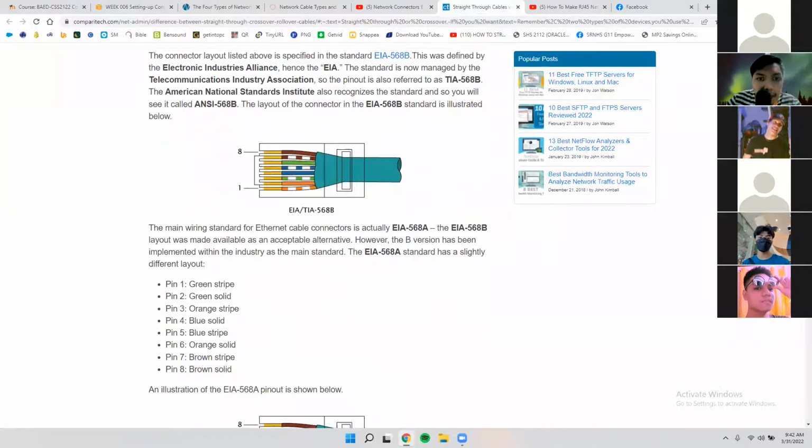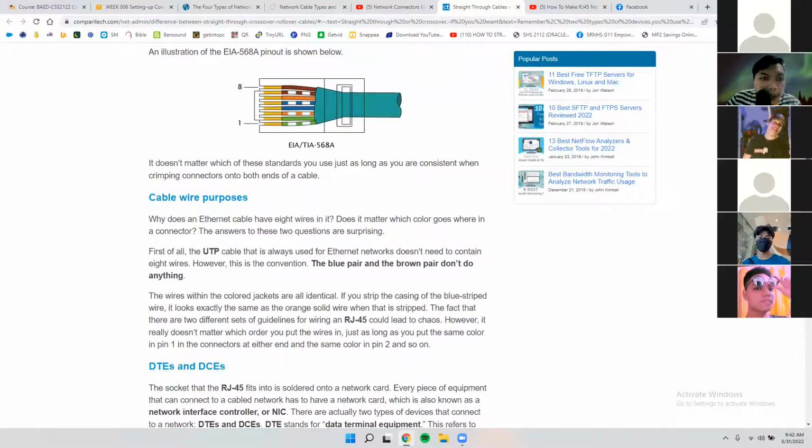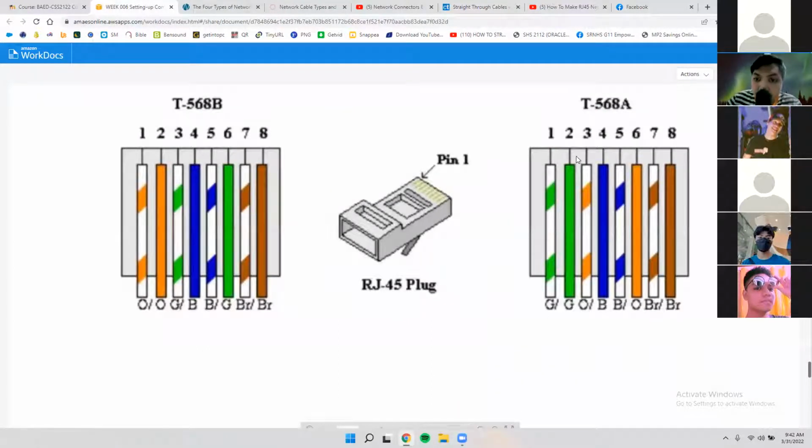So, ito yung A and B kasi. The connector layout listed above is specified by the standard EIA 568B, which was defined by EIA. Ayan. So, this standard you will call ANSI 568B. The layout of the connector is illustrated below, which is orange-white na nabanggit natin kanina. Okay? So, this is the format na pagkakasunod-sunod nila. Okay? However, yung isa naman, yung EIA 568A naman, yung kabila. So, okay? Simula sa green-white, balik tayo, ito yon. Green-white, green hanggang sa brown. Balik tayo.